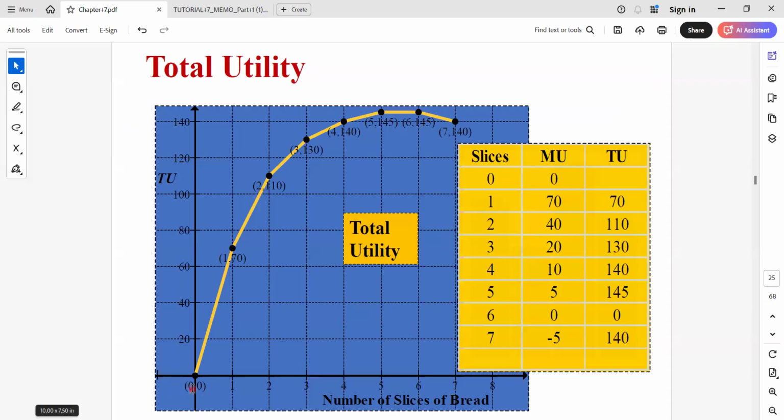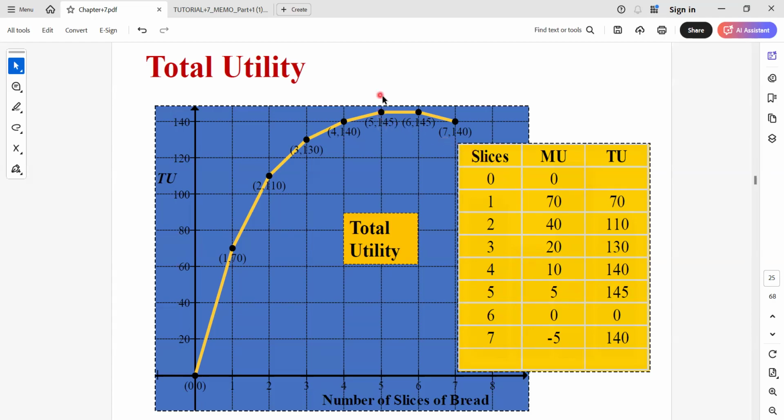So you see here your x-intercepts, they start from 0. It's 0, 1, 2, 3. So they start from 0 and then they go up. So this is your total utility. You can see it's increasing and then reaches the maximum, then starts to decrease. Marginal utility to total utility 0, 0. So your maximum will be here where your total utility is high.